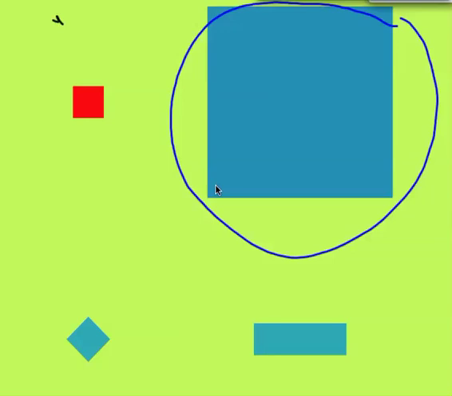Jordan? I think this one doesn't belong. Oh, no, I'm going to do yours second. I want to know first the answer to this question before we move on. So what makes this one a square?